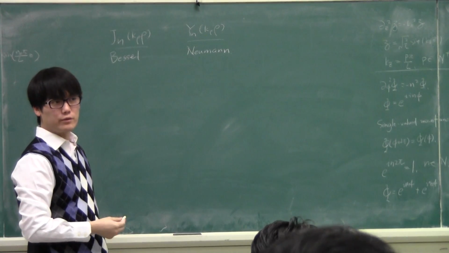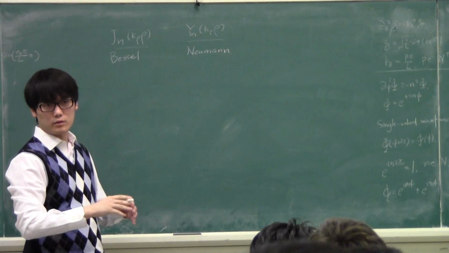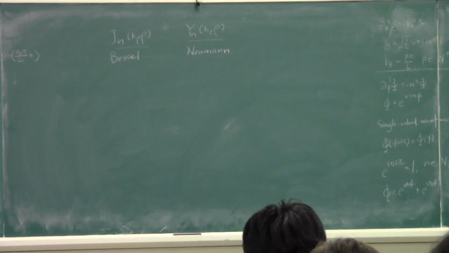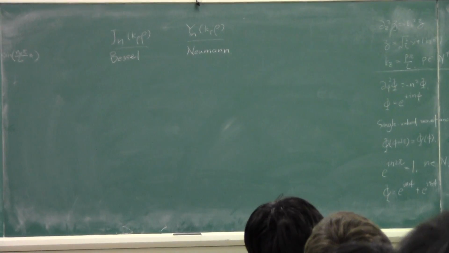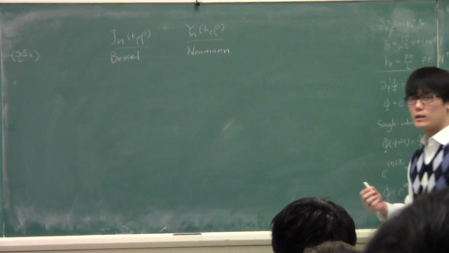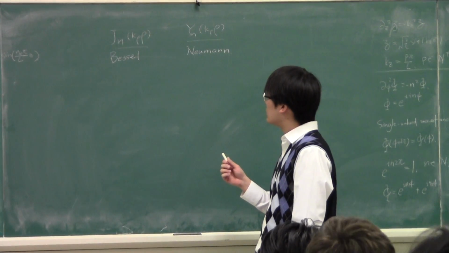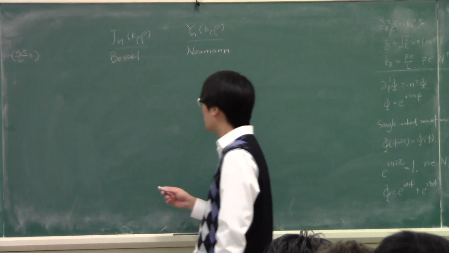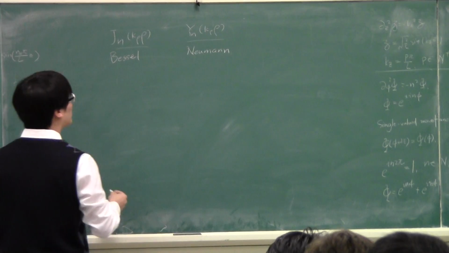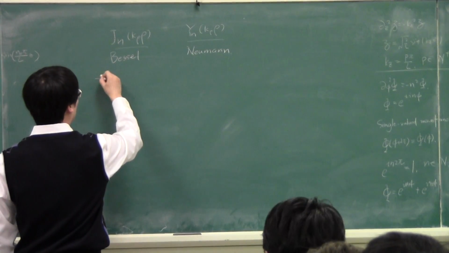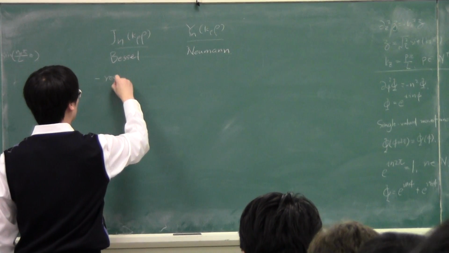Unfortunately, there are no closed form solutions for them, because the cylindrical coordinate is essentially a 2D problem if you forget about the z direction. And in 2D problems, you often don't get closed form solutions. But we can talk about the asymptotic behavior. First of all, the behavior at the origin. The Bessel functions are regular at the origin.